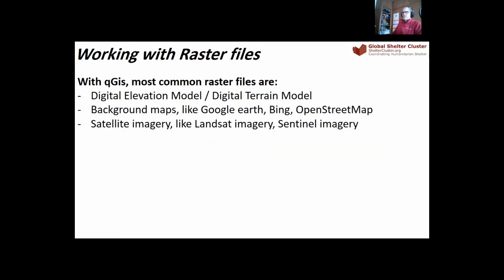In QuantumGIS, or as a site planner, the most important raster files that we work with are the digital elevation model and digital terrain model. We have seen that in the previous workshop. Then there are background maps like Google Earth, Bing, or OpenStreetMap, and of course satellite imagery. The well-known one is Google Earth, but we have many other satellite imagery, like Sentinel and Landsat. We are going to see Landsat today. In the future, we are going to see the Sentinel imagery.